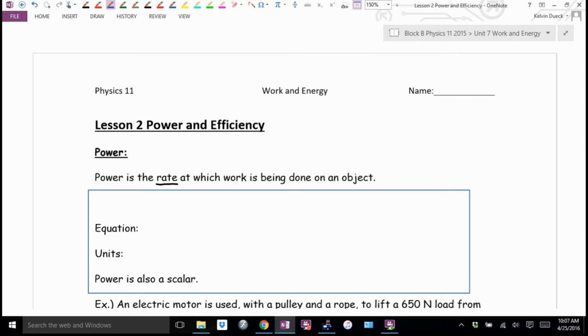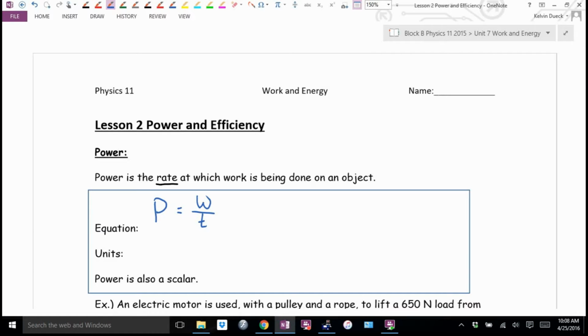Power, what would be a good letter to use for power? Capital P, not to be confused with a lowercase p for momentum. How can you tell that's not momentum? Momentum is a vector and has the vector symbol over it. Power is a scalar. And it's defined as work over time. It's how fast you're doing work.